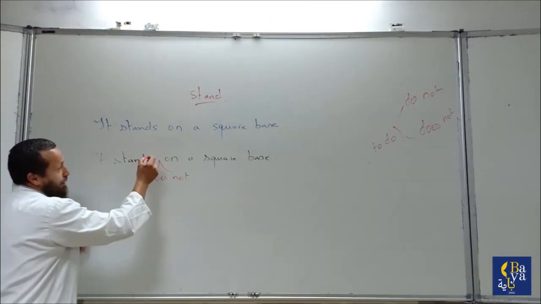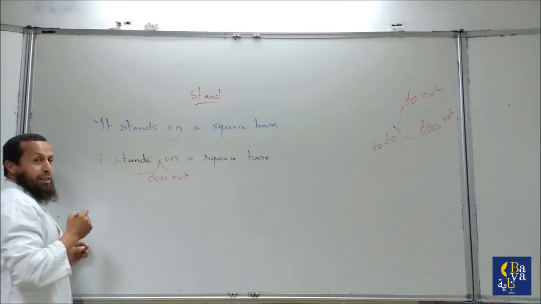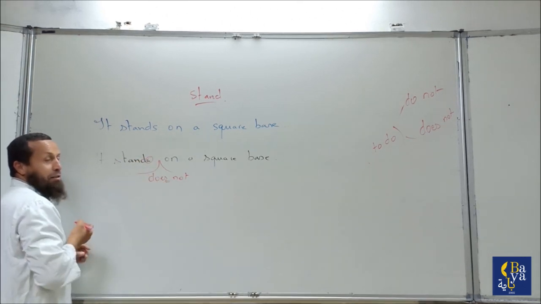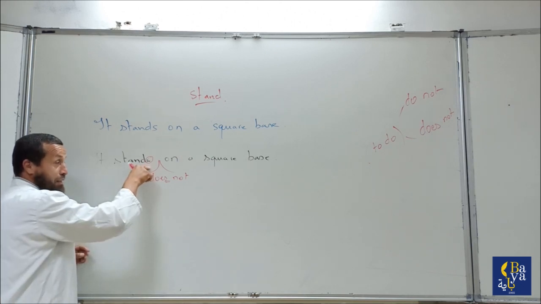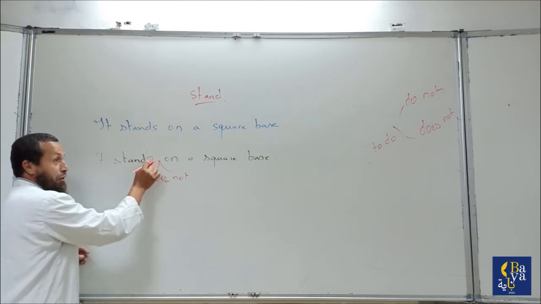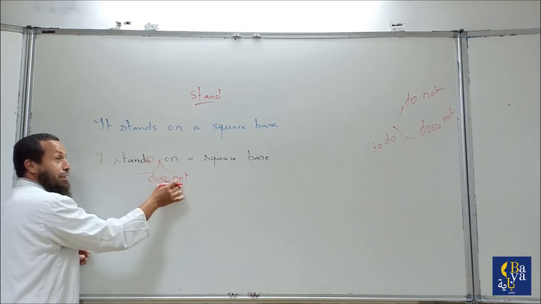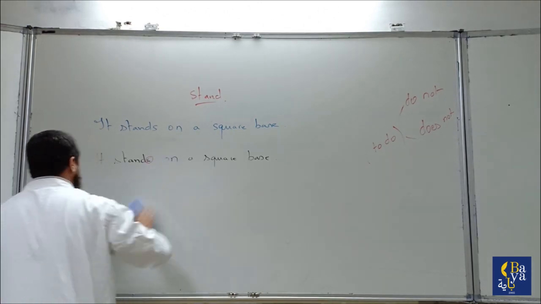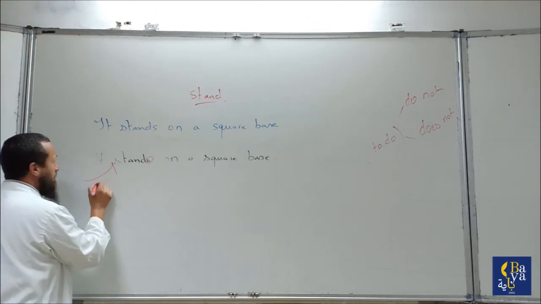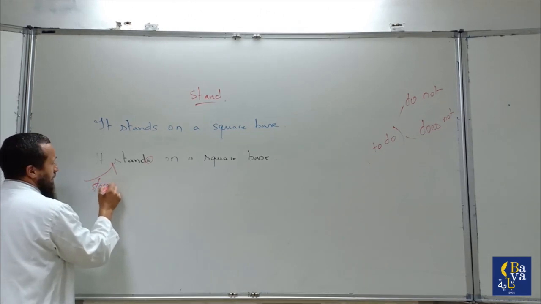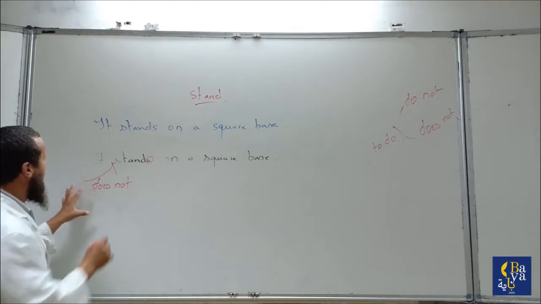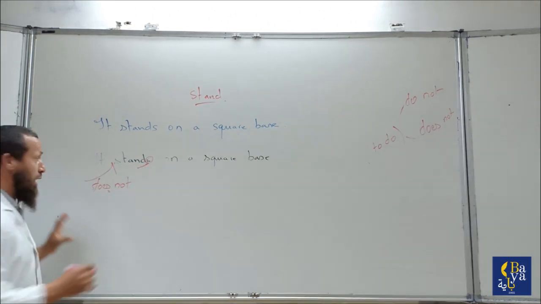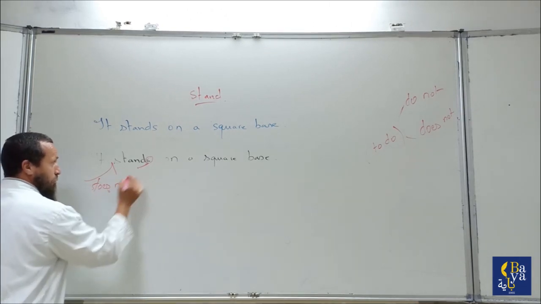Since the verb has got this S, I will take the same. Not here, sorry. It's here, between the words. Does not. So the same as is here. When we add does not, we omit this S.